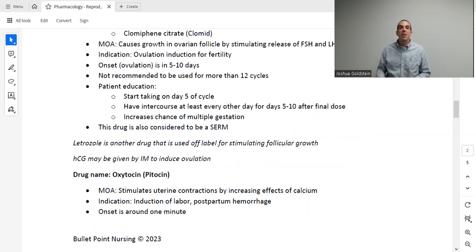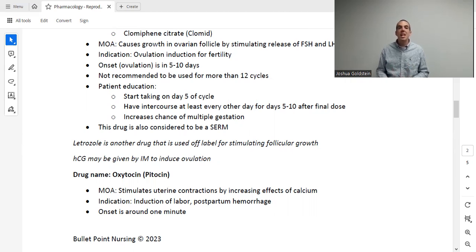It does have an onset of 5 to 10 days. It is not recommended to be used for more than a year. There are some detailed instructions here on how exactly it should be taken. I wouldn't expect you to be tested on that, certainly not at the RN level, possibly not even at the NP level, but I did just throw it in there just so you know.